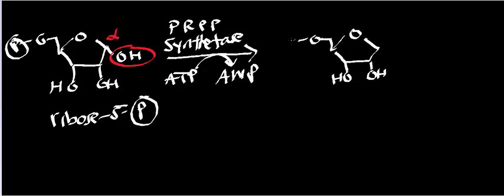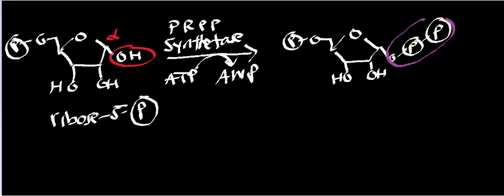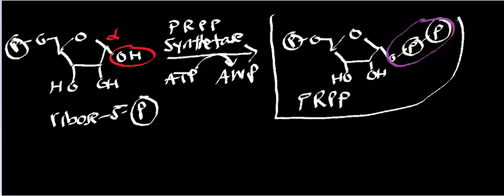So I still have my phosphate on the 5 position, but I have this. And this group essentially is my pyrophosphate linkage. So this molecule is called phosphoribosyl pyrophosphate, or more specifically, 5-phosphoribosyl 1-pyrophosphate.